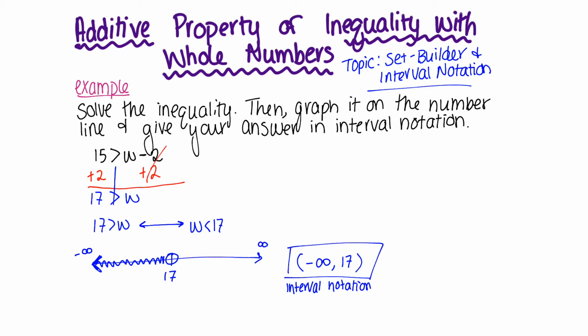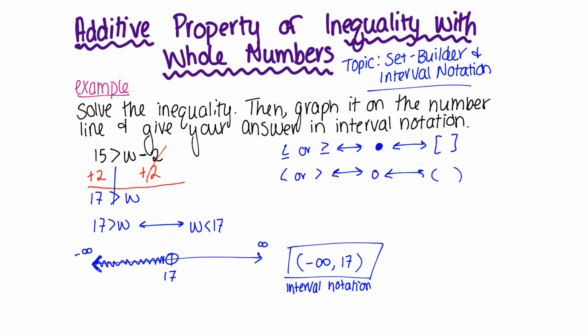As a quick reminder, if you have an underline on your inequality, that's going to translate to closed circles on the number line, which will translate to brackets in interval notation. If you have no underline in the inequality notation, then it's an open circle on the number line, which is parentheses in interval notation.